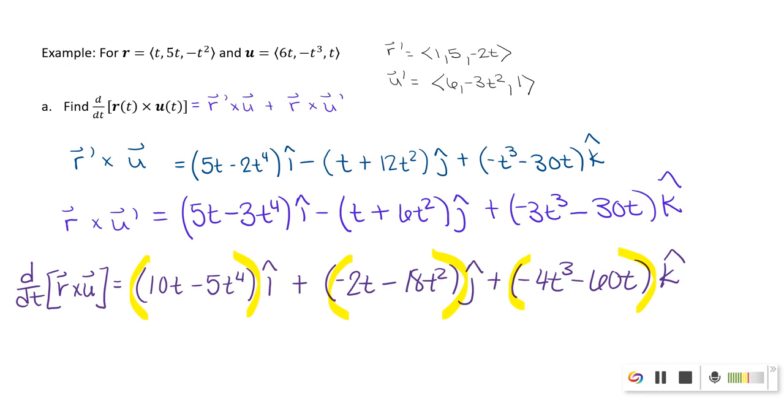Now, for this problem, you could also compute the cross product first and then take the derivative of that vector valued function. That should give you the exact same answer as well. However, when you are working on your homework in this section, I do want you to practice using the product rule. That's really the purpose of these problems for now.